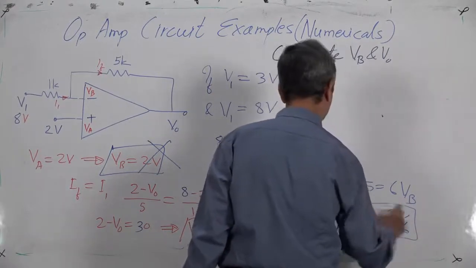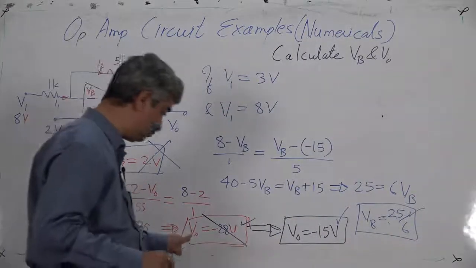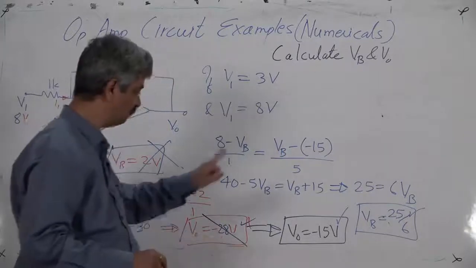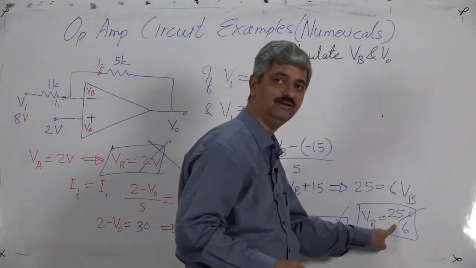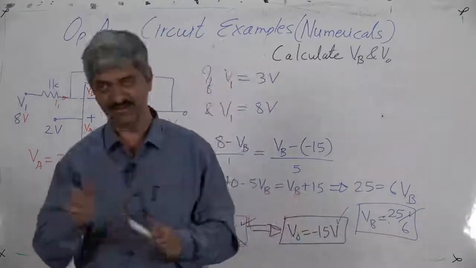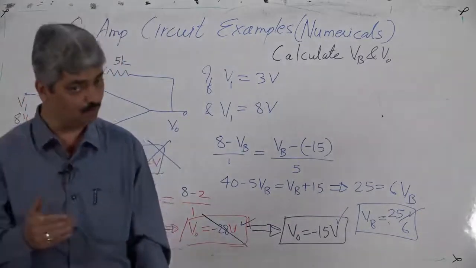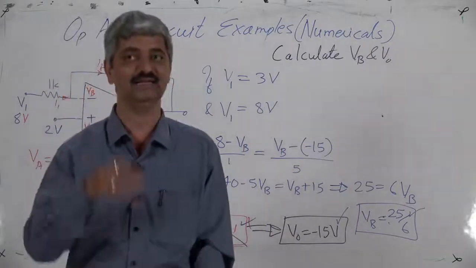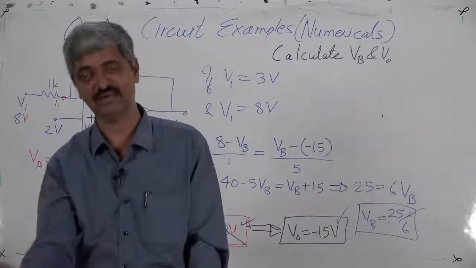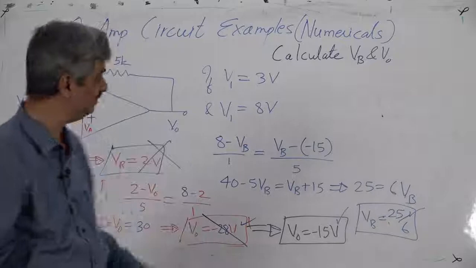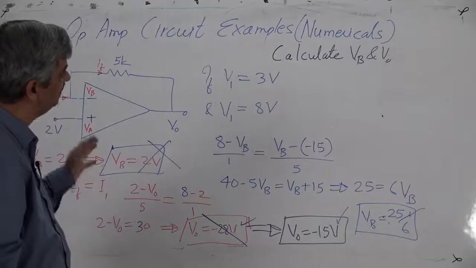So by assumption VB was taken to be 2, VO was coming to minus 28, which can't come. So VO is made minus 15 and then we calculate VB to be 25 by 6. So assume VB, calculate VO. If VO is in the window, everything is correct, no need to proceed. If VO goes beyond the window, then clamp VO to the window, our assumption of VB equal to VA is wrong, and recalculate VB. I think the various examples which we have considered, this is enough for you at this stage.